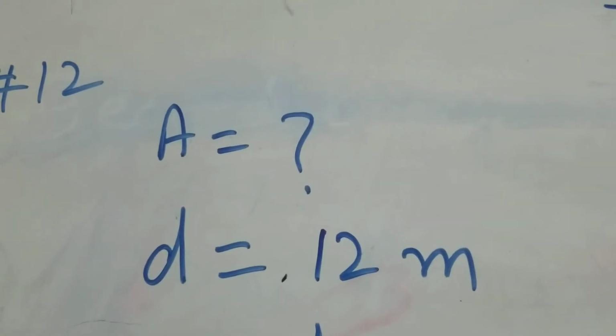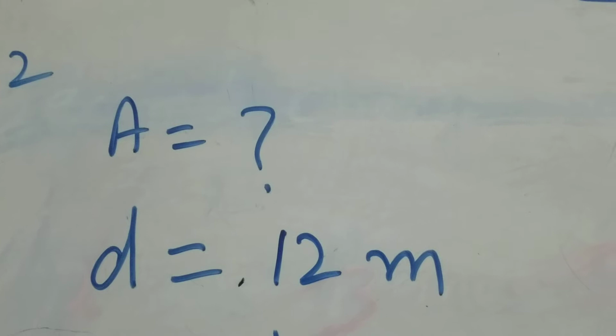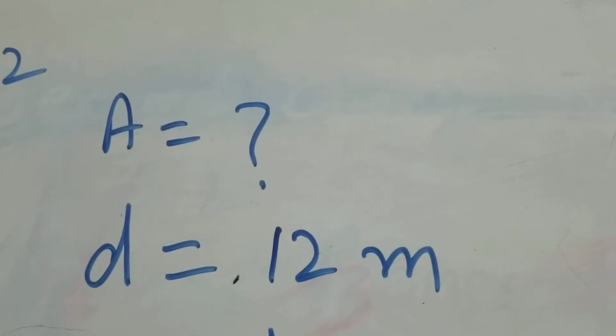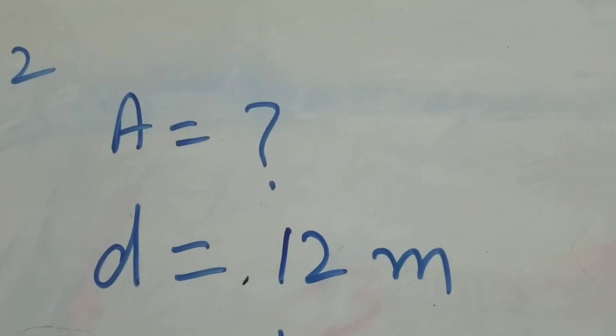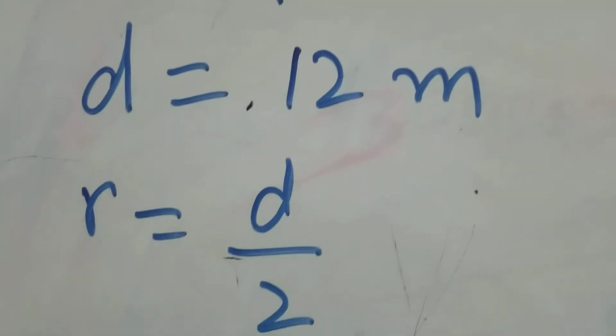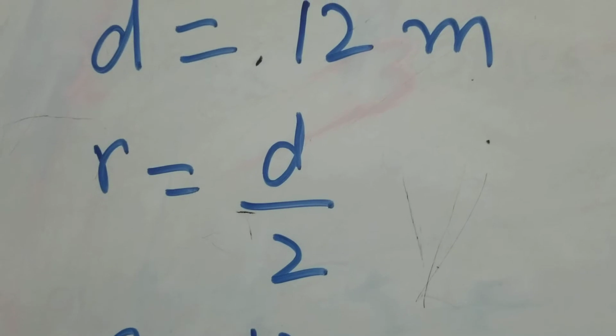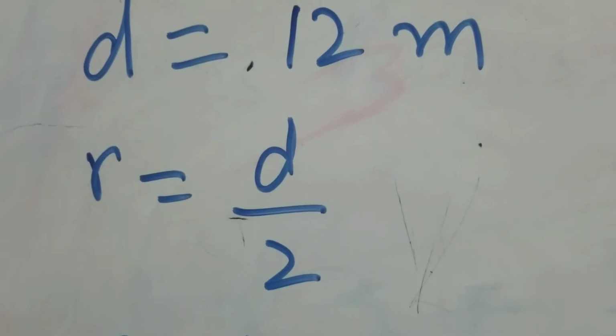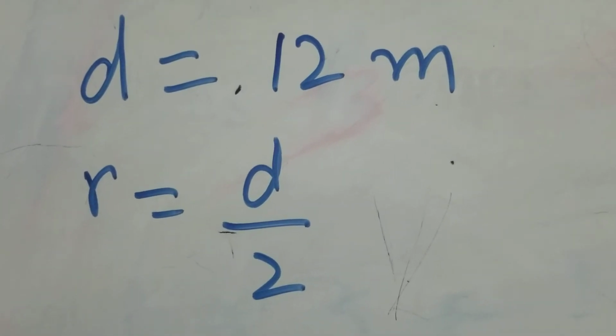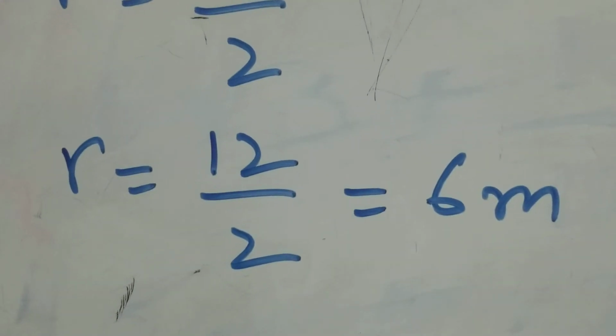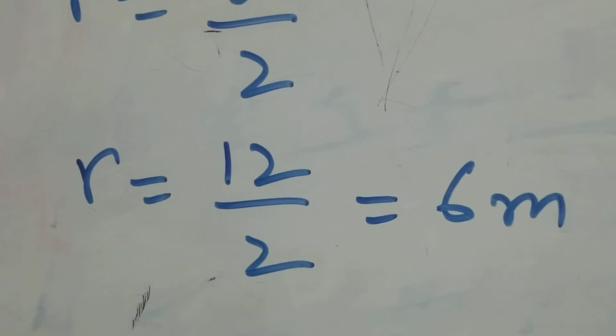In this question, we find the area and we have a diameter. It's 12 meters. We change this diameter into a radius. We know the formula of radius is half of diameter. Then we put the value of diameter. This is the result. Okay, radius is 6 meters.